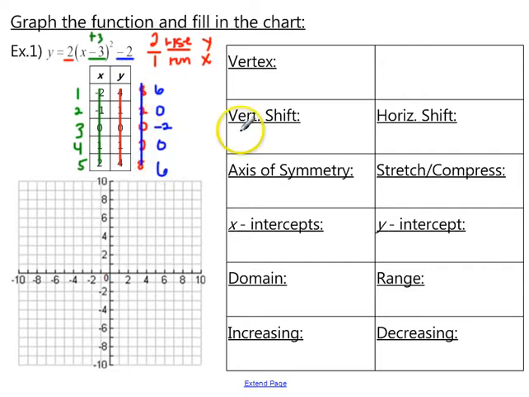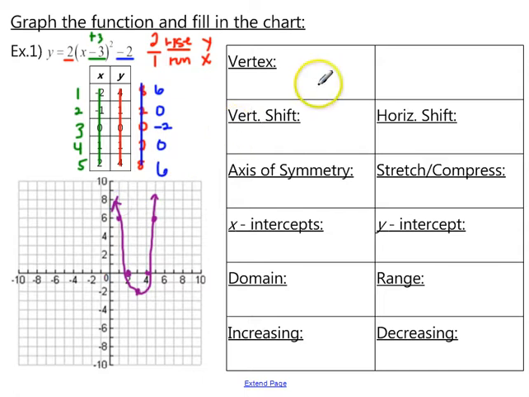So lastly, what we're going to do is plot our new points. We have (1, 6), (2, 0), (3, -2), (4, 0), and (5, 6). And then lastly, we want to sketch our parabola.